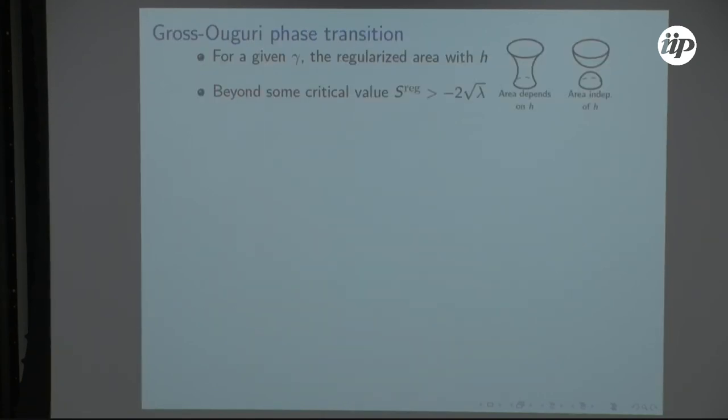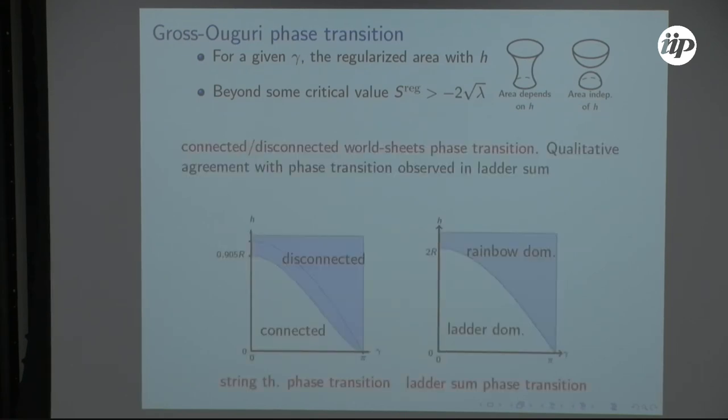Well, there is also a Gross-Ooguri phase transition. As I said, there is another worldsheet with another topology, which is independent of the separation, and this is what is called a Gross-Ooguri phase transition. When the loops are very close, the minimal area is this one. But when you start to separate them, this area grows, while this other area is independent of H. At some point, this becomes the minimal area, and this is the phase transition.